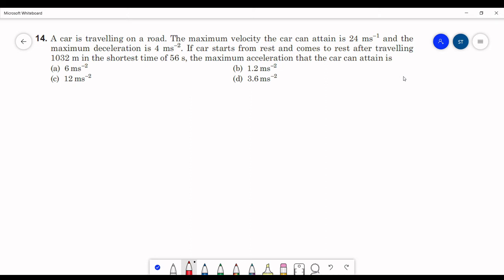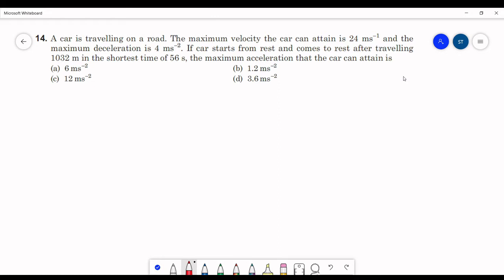So in this question it is given that a car is traveling on a road. The maximum velocity the car can attain is 24 meters per second and the maximum deceleration is 4 meters per second square. If the car starts from rest and comes to rest after traveling 1032 meters in the shortest time of 56 seconds, the maximum acceleration that the car can attain is.